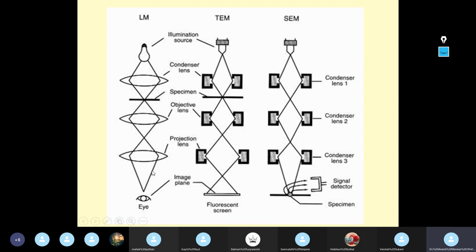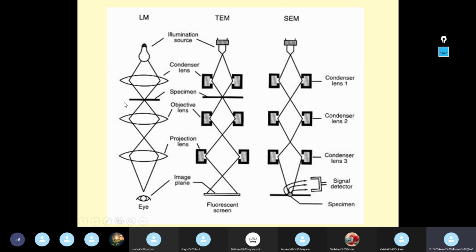Now this is the slide which includes light microscope, transmission electron microscope, and scanning electron microscope. You can take a snapshot of this slide, because wherever a ray diagram is asked, you need to give at least this much minimum. Keep it with you.